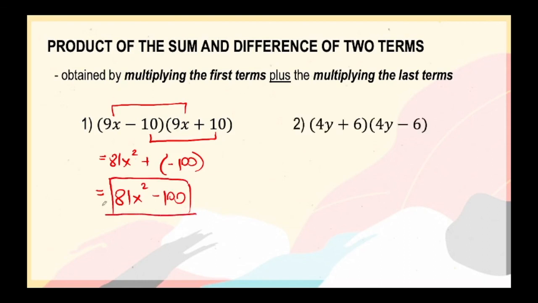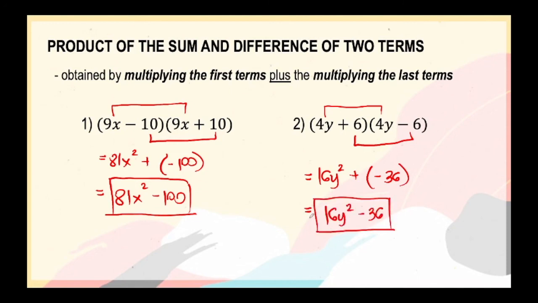Next given, we have the quantity of 4y plus x times the quantity of 4y minus x. For the steps, first is to multiply the first terms. So we have 4y times another 4y, which is 16y squared, plus positive 6 times negative 6 would give us negative 36. Simplify your final answer and we have 16y squared minus 36. And that's how you get the product of the sum and difference of two terms.